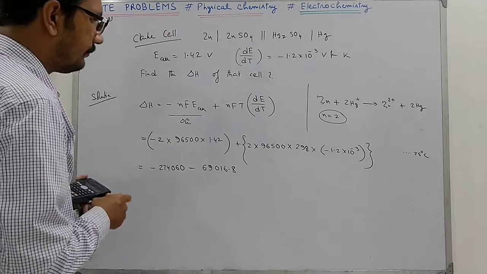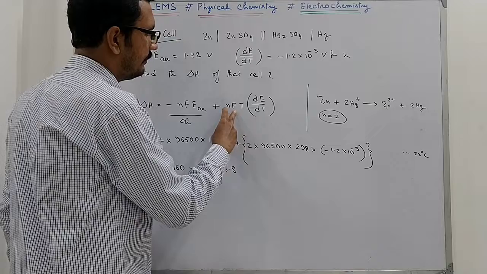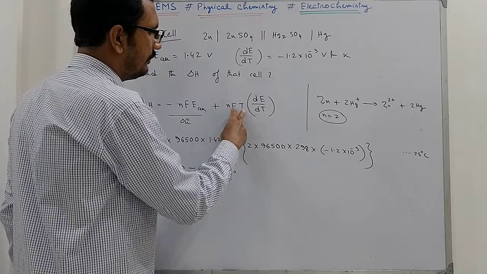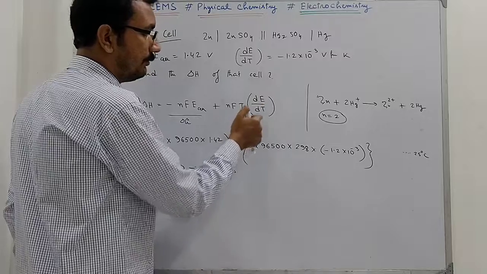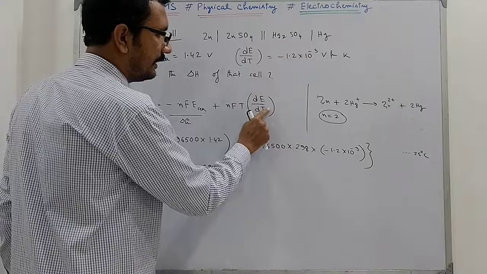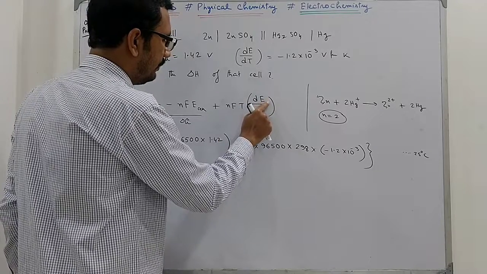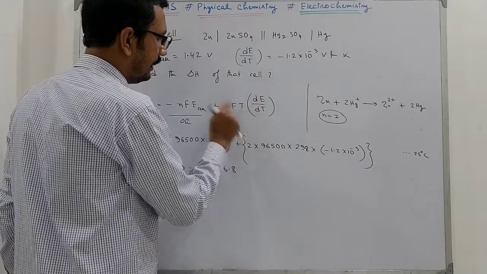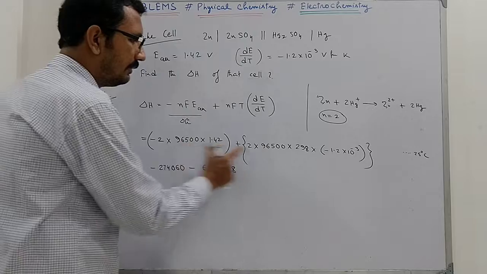Here you see it is per mole, it is coulomb, it is temperature, it is volt per Kelvin. The Kelvin will cancel, it will give you volt, and with coulomb it will be joule. So this is in joule, this is in joule.